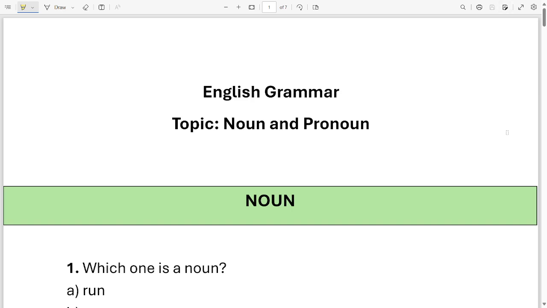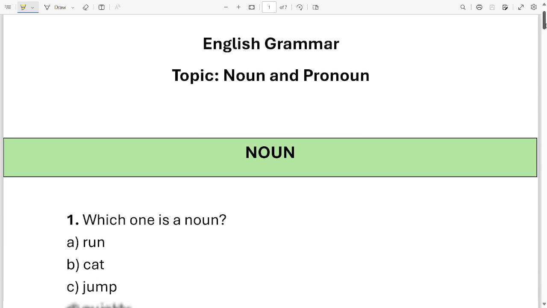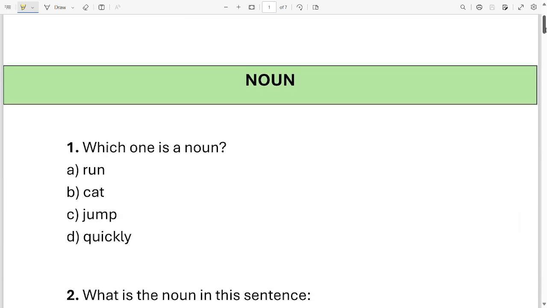Okay, today's grammar topic is noun and pronoun. There will be so many interesting questions. So are you ready? Can we start? Let's get started. First we have questions on noun.